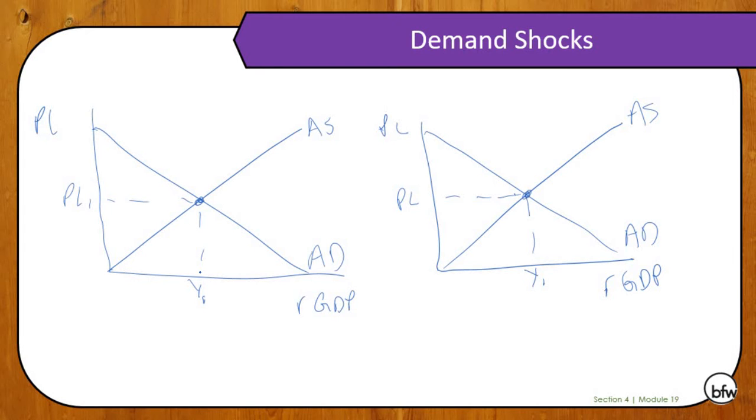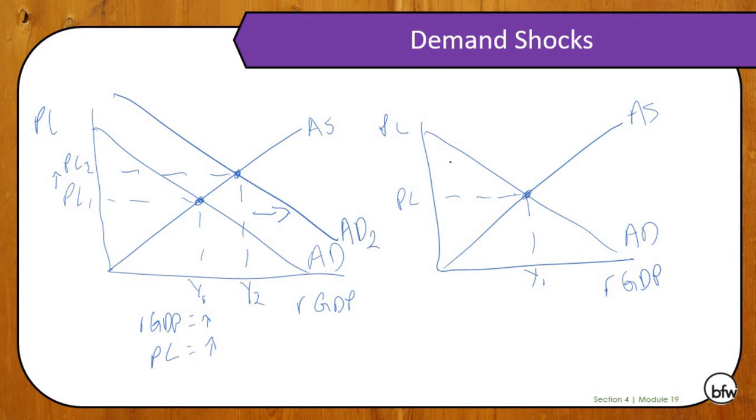There we go. Okay, so when aggregate demand increases, it's going to shift to the right. That's going to cause real GDP to increase, and price level to also increase.